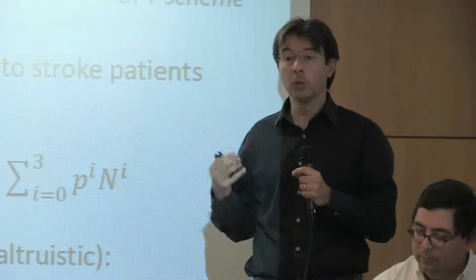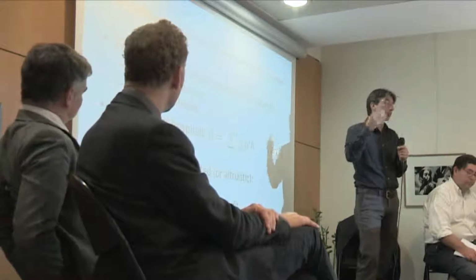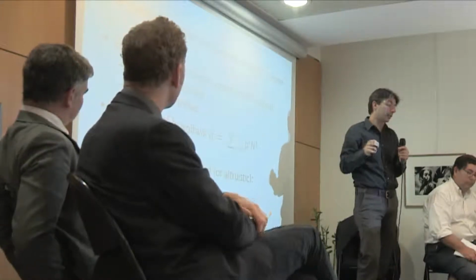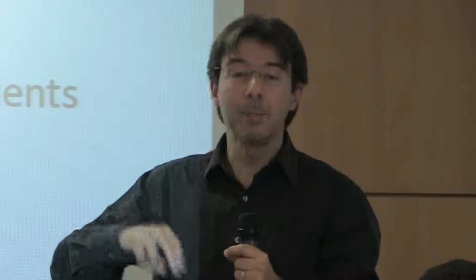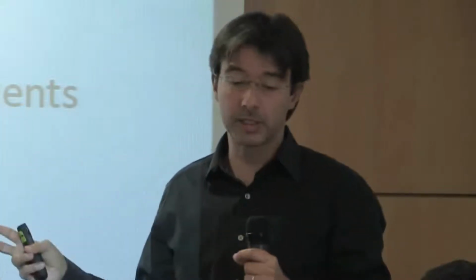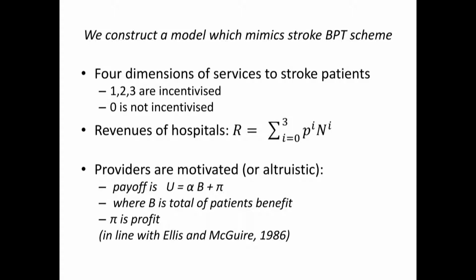What we do, which I think is a little bit unusual compared to how micro theory normally reasons in health economics, is develop a model that mimics that setup. Rather than come up with a general model that would cover all possible pay-for-performance schemes, we make assumptions that really mimic that specific application. So we say there are three incentivized dimensions, and there is one that is not incentivized. Then the revenues for the hospitals are the sum of the prices for each of these dimensions times the number of patients that get that treatment.